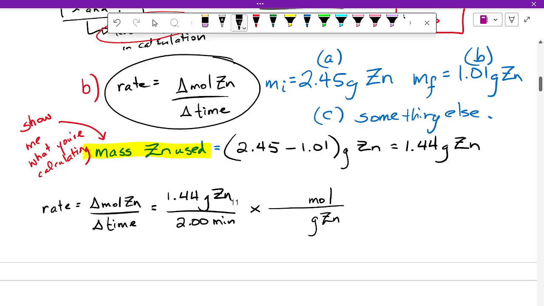And that is it, 65.4? 65.4. You would think after 30 years teaching this, I would know the molar mass of zinc, but not always. 1.44 divided by 2 divided by 65.4 is 0.011009.